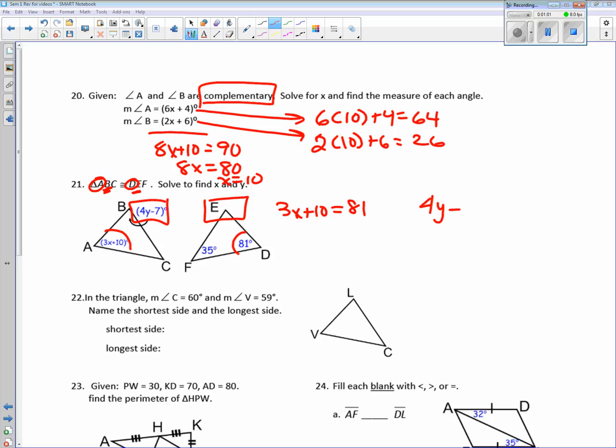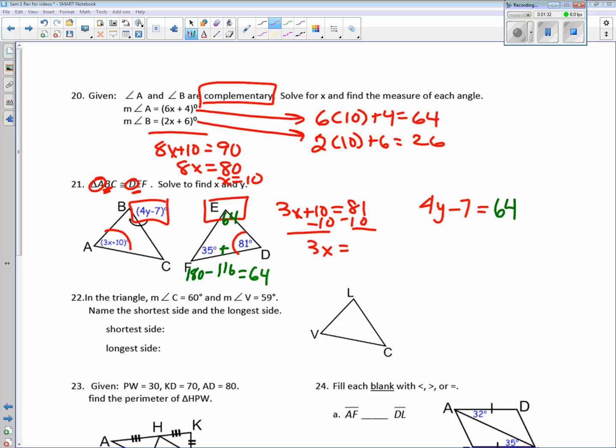But I could actually figure this out because the three angles of DEF have to add to 180. And if I put 35 and 81 together, that's going to make 116. So then the missing angle would be 180 minus 116, which will give me 64 for the measure of angle E, which matches angle B. So that's going to be my equation for y on the right side. So now all I have to do is solve.